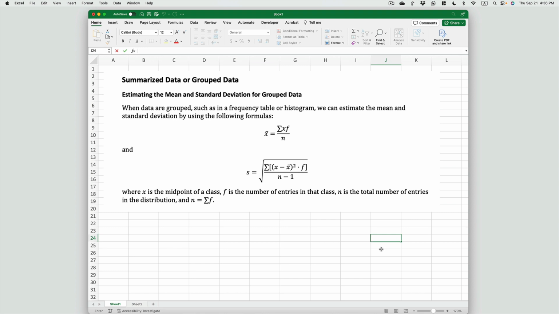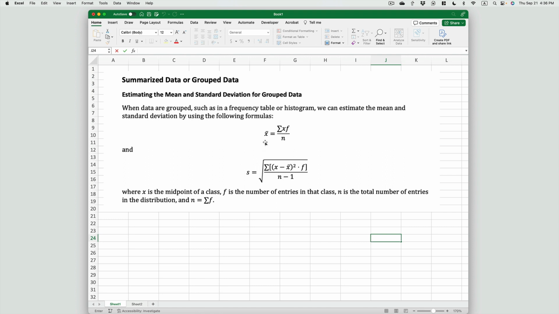Okay, so we're going to learn how to estimate the sample mean and sample standard deviation when your data has already been summarized into, say, a frequency table or a histogram. These are the two formulas we need to use.